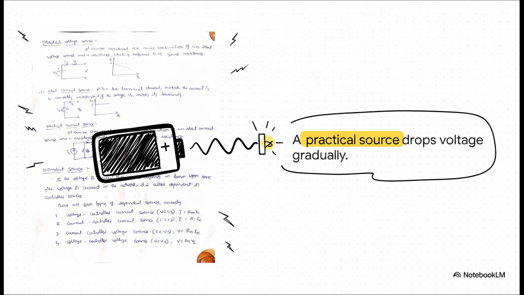Well, this gentle drop-off happens because a real-life battery, a practical voltage source, isn't just a magical well of infinite energy. It has its own internal resistance built right into its physical materials. To model this, we just draw an ideal voltage source sitting in series with a tiny resistor, which we call source resistance. This little internal resistor quietly eats up some of the battery's own energy before it can even make it out to the rest of your circuit.